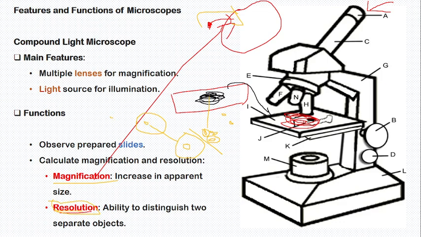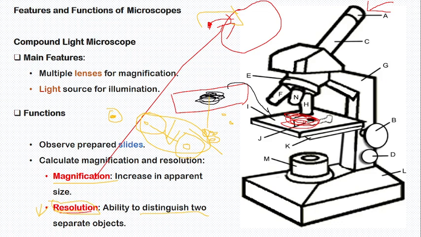But imagine one bacteria is here and another bacteria is here, congested. How can you separate these two bacteria? It means this microscope is not good. It has low resolution power, while this one has high resolution power because it is able to make a space, the ability to distinguish two separate objects.